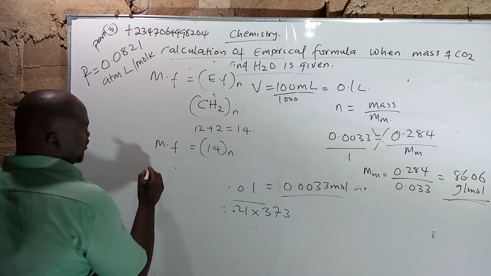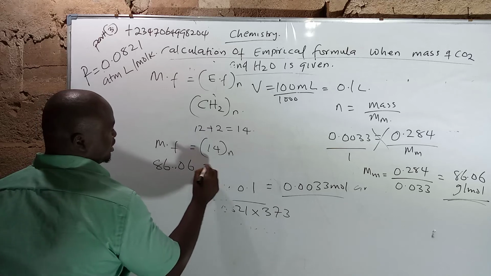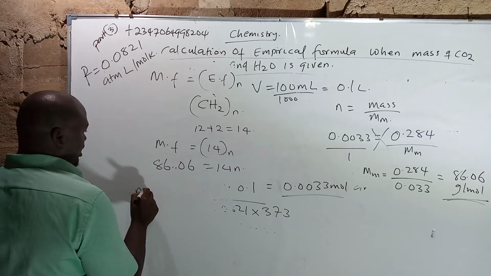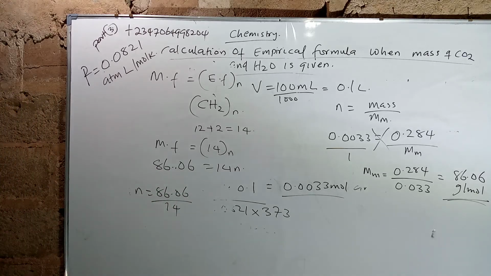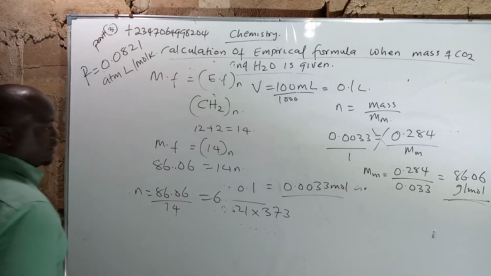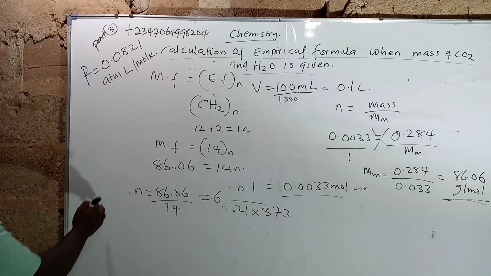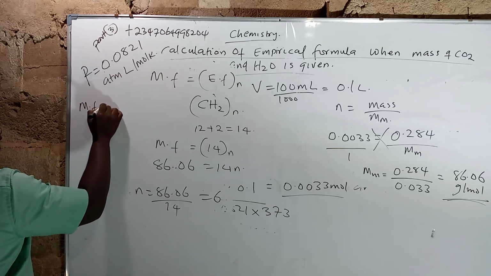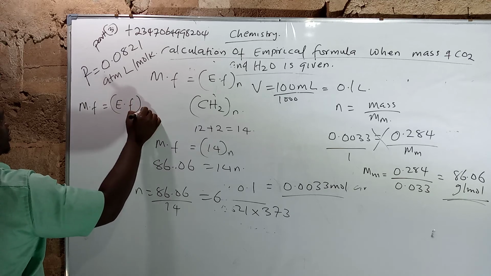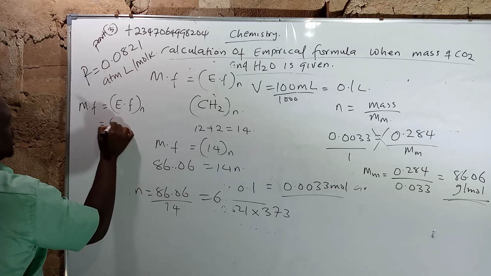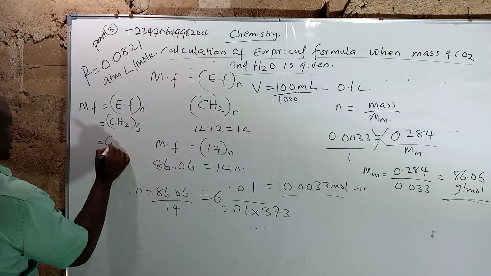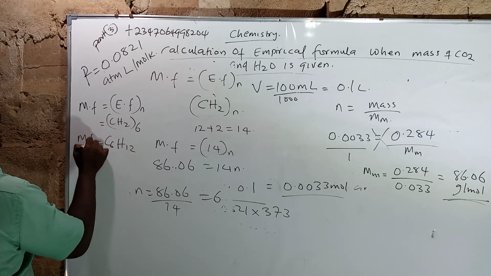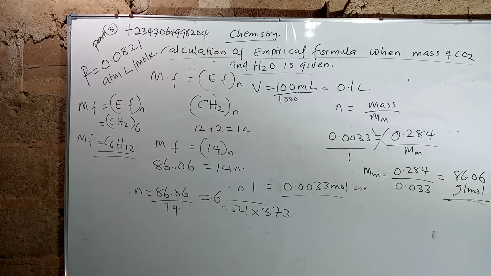Your molecular weight is 86.06, which equals 14n. Therefore, your n is 86.06 divided by 14, and 86.06 divided by 14 should give you 6. Are you seeing it? So all you need to do is put it here. Your molecular formula is your empirical formula times n, and your empirical formula is CH2, and your n is 6. Multiplying out, you'll be left with C6H12. That is your molecular formula, and that is the answer, C6H12. That is it for this video.